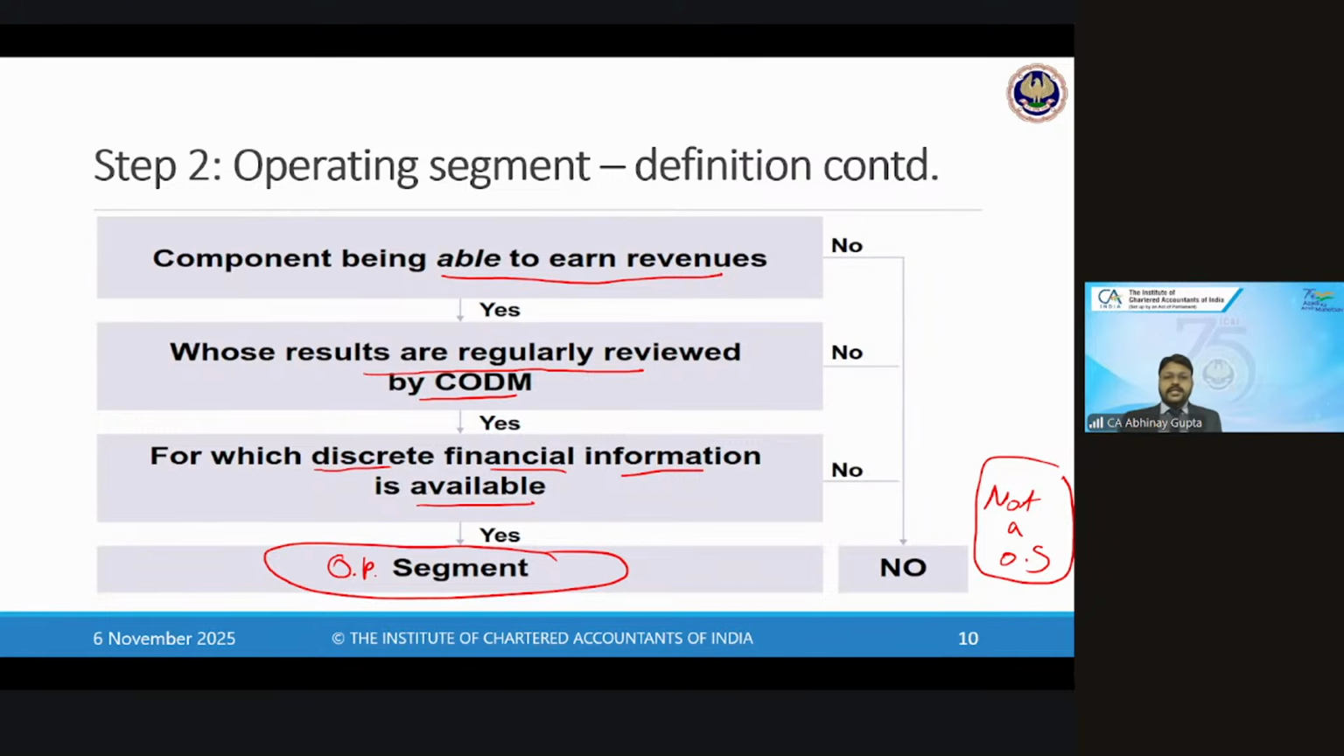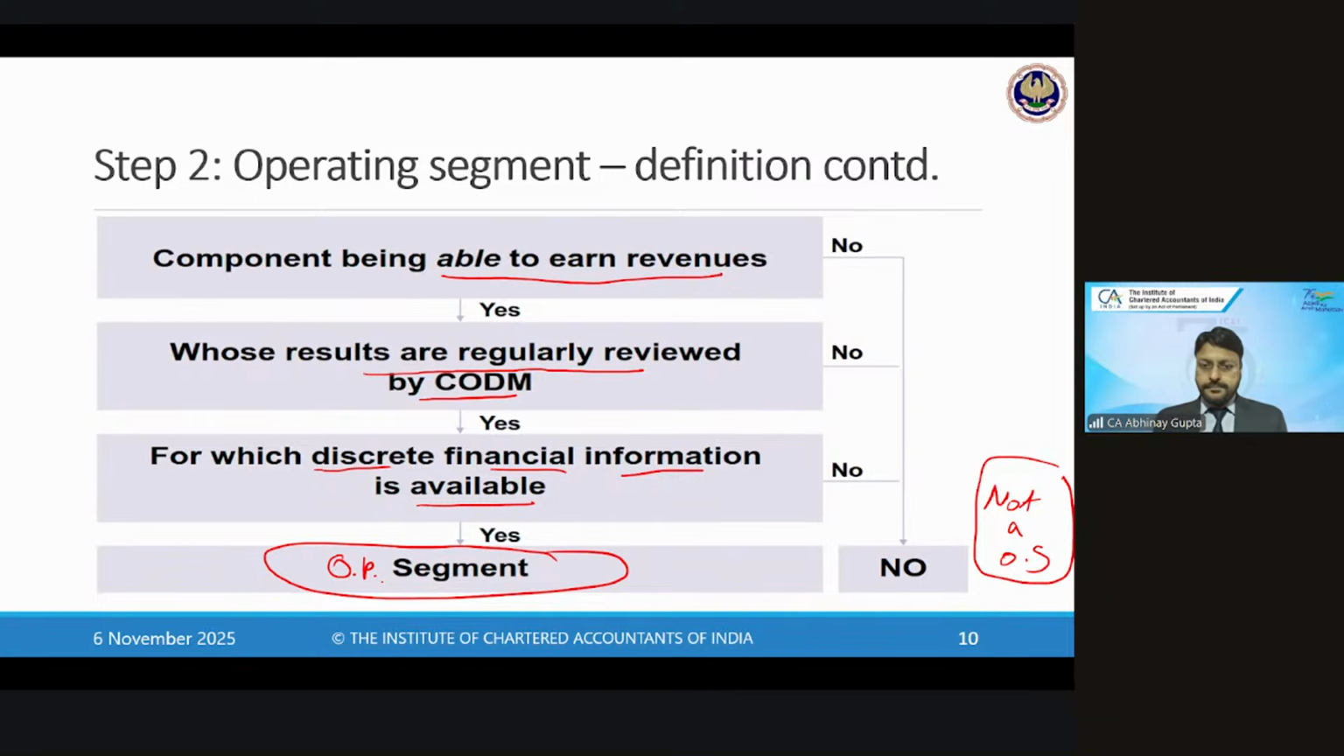So an operating segment is identified on the basis of three conditions being met. Number one, it is able to earn revenues independently. Number two, it is on the CODM's radar. And three, discrete financial information is available. If these three conditions are met, then only it qualifies as an operating segment. Whether it will be reported in our financial statement disclosures depends on the threshold criteria being met, right? So this is how we identify operating segments under Ind AS. Is that clear?